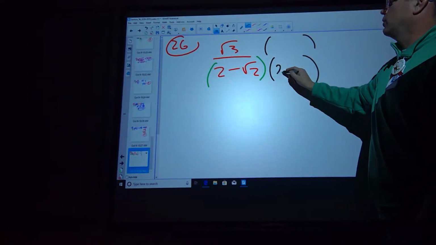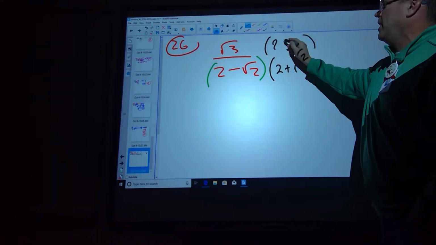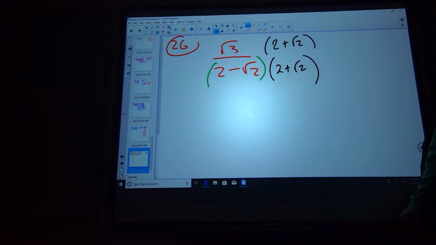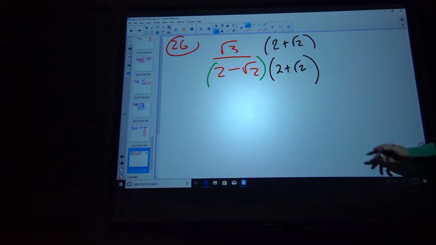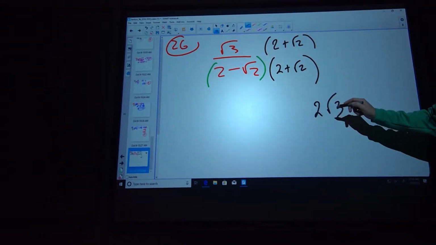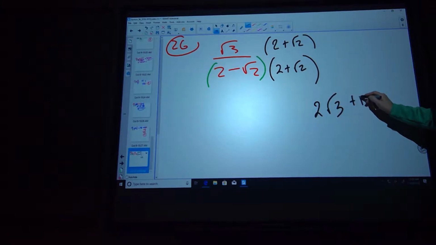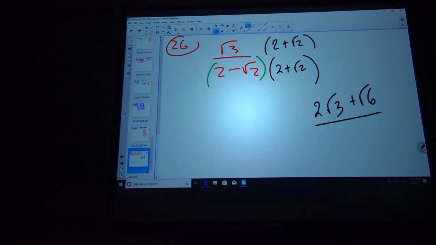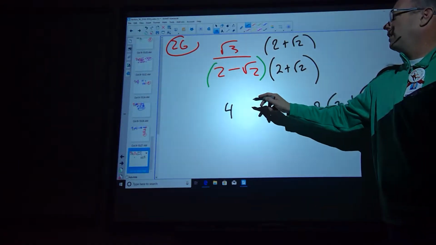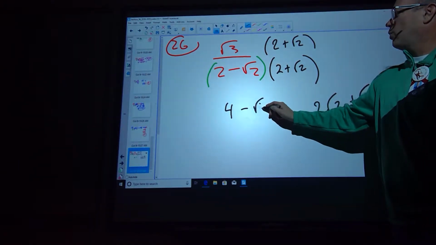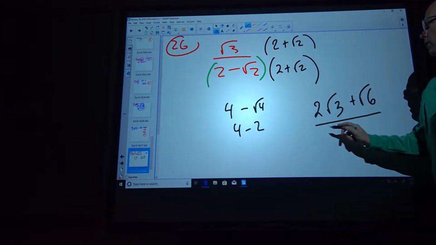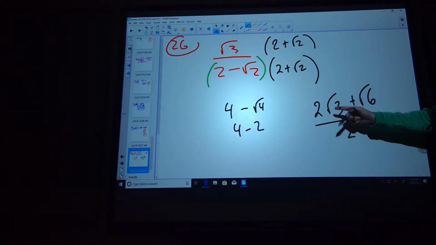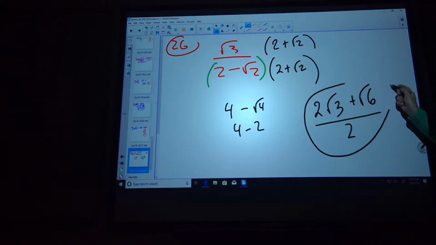All right. So 2 plus root 2 is the conjugate. I have to multiply that both top and bottom. Is that all right so far, everyone? Yes. All right. 2 times root 3 is 2 root 3. Root 3 times root 2 is root 6. Root 6 won't break down any further. On bottom, if I FOIL it, I get 4. The outside and the inside go away. Minus root 4, which is 4 minus 2. That's 2. And I cannot reduce any all outside, so we're good.